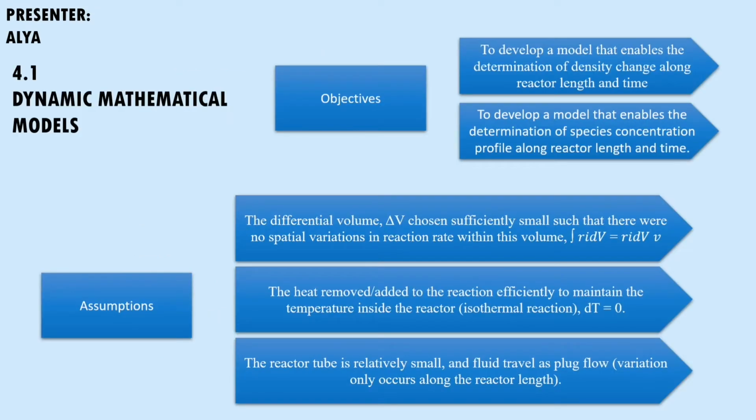The objective of our dynamic mathematical model is to develop a model that enables the determination of density change along reactor length and time, and the determination of species concentration profiles along the reactor and time. Furthermore, the assumptions of this reactor are that the differential volume is chosen sufficiently small such that there are no spatial variations in reaction rate within this volume, and the heat is removed or added to the reactor efficiently to maintain the temperature inside the reactor. And lastly, the reactor tube is relatively small and the fluid travels as plug flow, where variation only occurs along the reactor length.